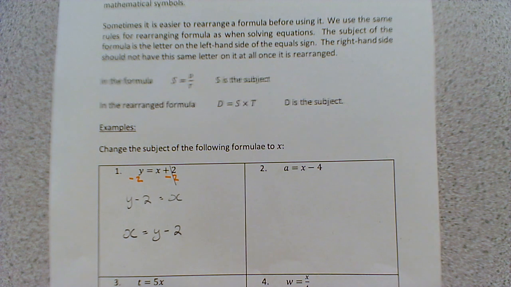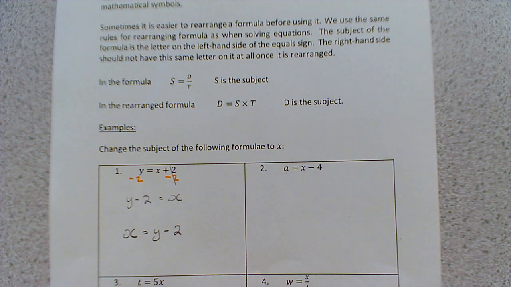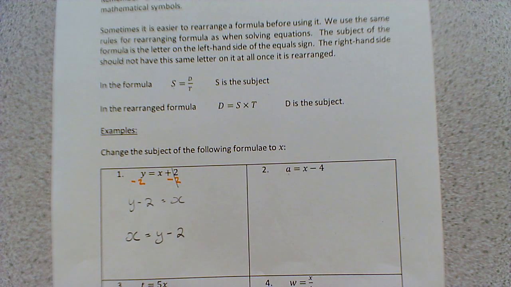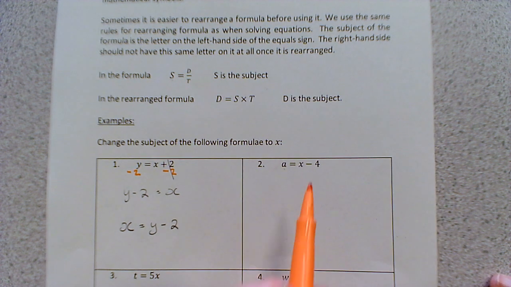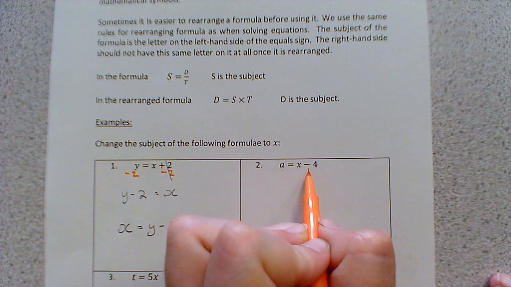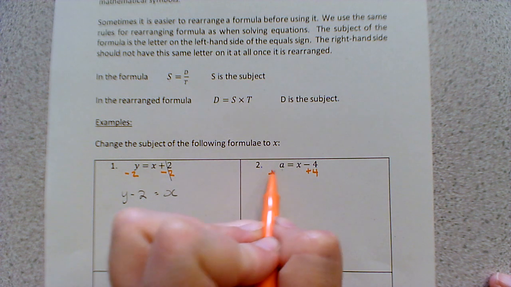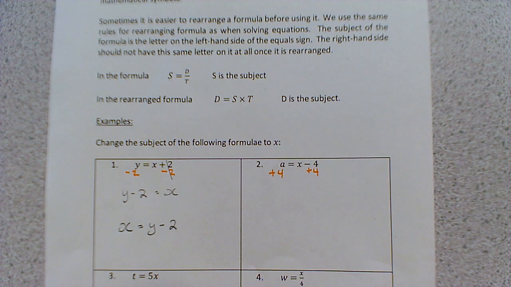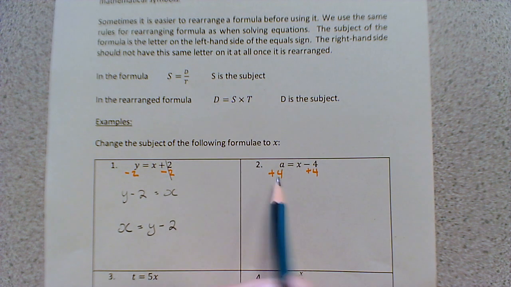So right now the subject is a, and I want the subject to be x. So I want it to be equal to x. So that means I need to get rid of everything next to the x. So next to the x I have a minus 4. So the opposite of subtracting 4 is adding 4. So I'm going to add 4 to both sides. And we're going to simplify this and write what we see.